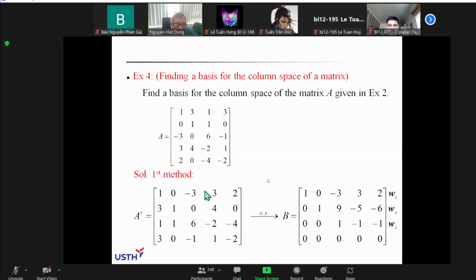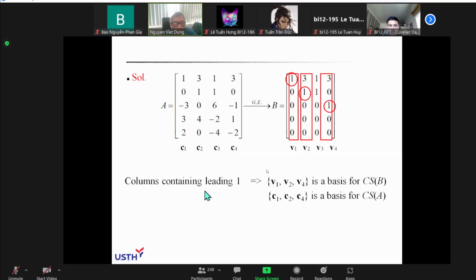I prefer the second method. It is here. A is a matrix like that. I don't need to do the transpose. I denote the first, second, third, and fourth columns by C1, C2, C3, and C4. So first step, again, we apply Gaussian elimination to transform A into row echelon form.